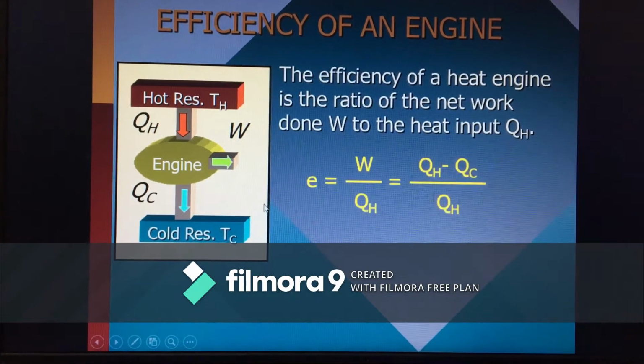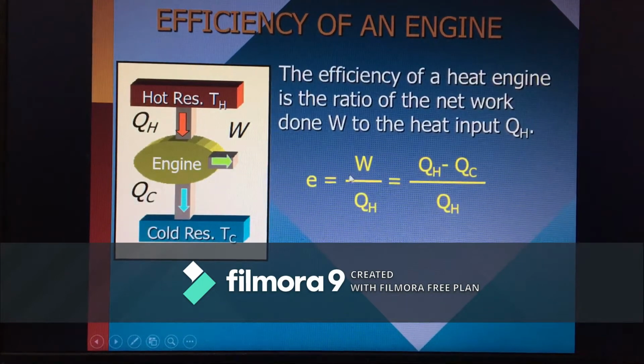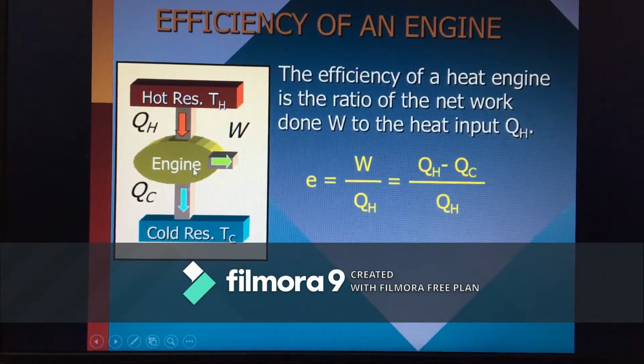Okay? Now, efficiency, ito yung formula ng efficiency class. It's just the ratio of the work, the net work divided by QH. And we know that ang work natin, so from this picture, we have input, right? We have input yung QH, papasok siya, ang W palabas, ang QC palabas. So we can say that W is just QH minus QC. Are you following, class?